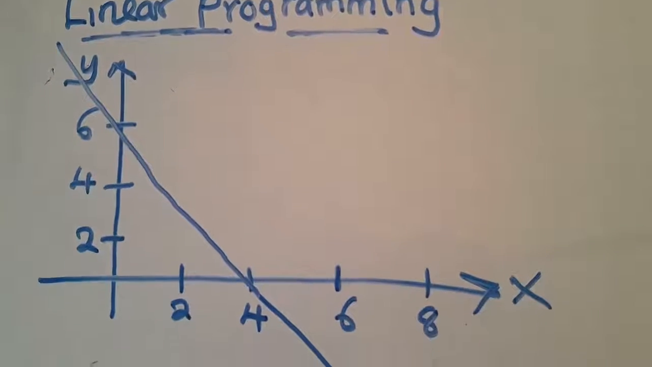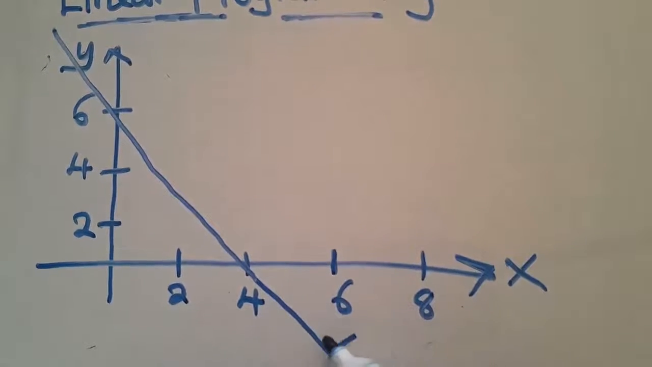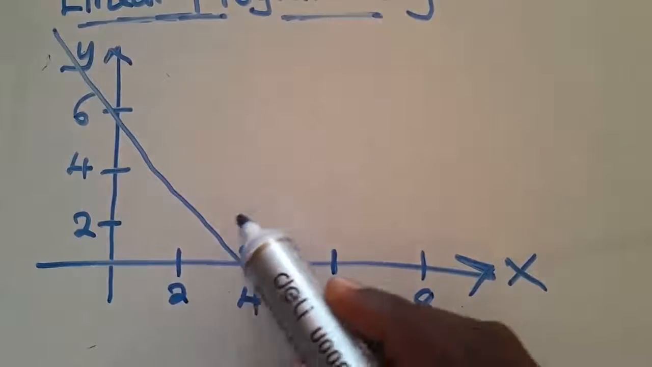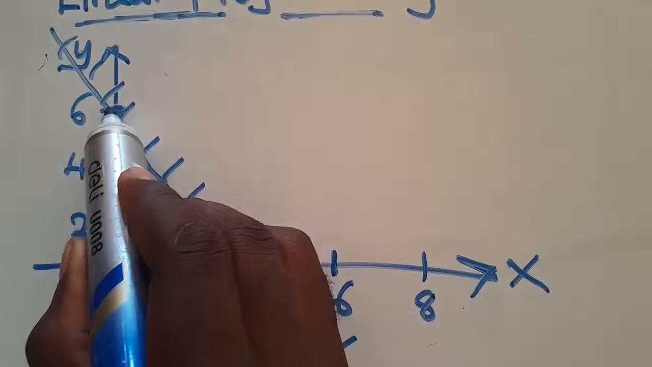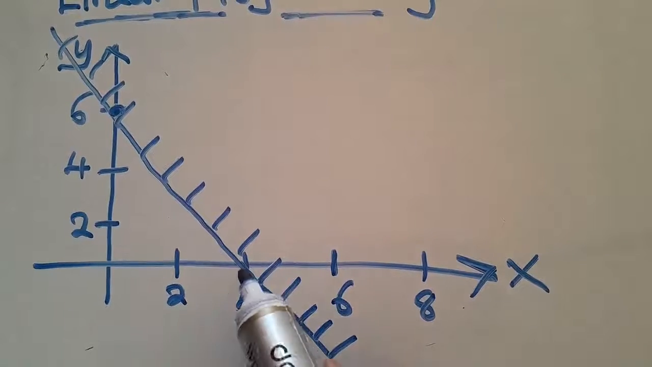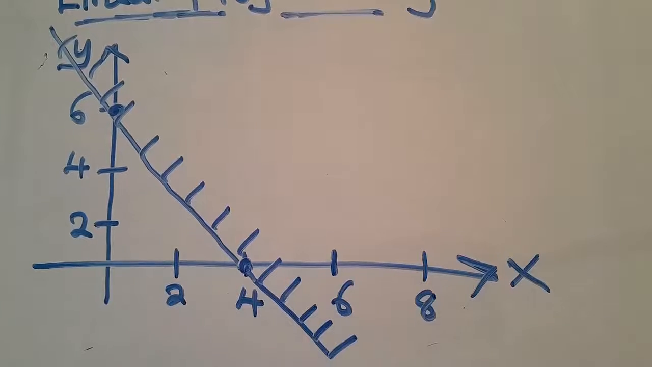Have you seen? This is the line. Then they've shaded this part, passing through there and there. Have you seen? So if I ask you, where is this line cutting? Is it the x-axis or the y-axis? Where is it cutting? The answer is that it is cutting both axes.